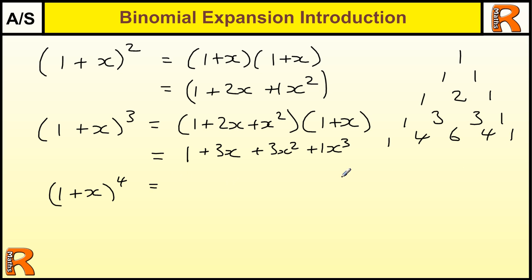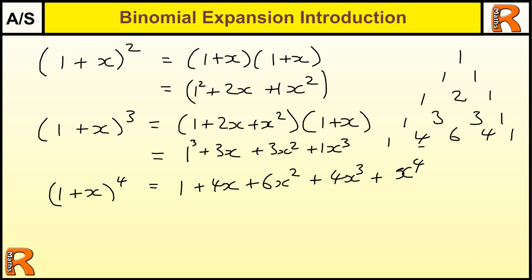So to multiply this out, I wouldn't multiply it all out, I just know that I can do the 1 on its own, plus 4 lots of x, plus 6 lots of x squared, plus 4 lots of x cubed, plus 1 lot of x to the power of 4.